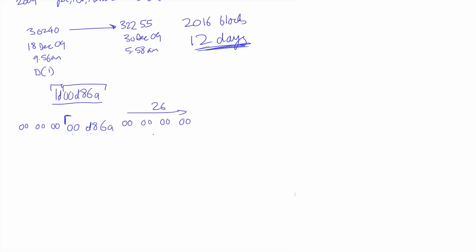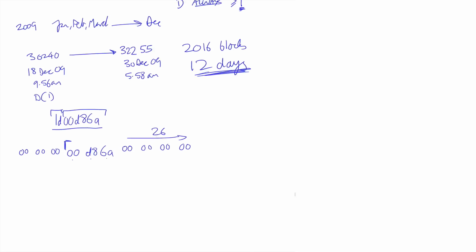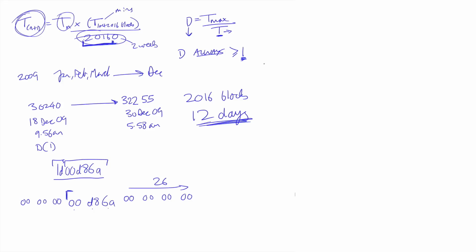So that's really interesting to see. It illustrates that even though the target recalibrates itself every 2 weeks, there is a hard limit, and the difficulty can never go below 1. It's really important to bear in mind. The difficulty is really just a derived value that's based on the current target and a constant, and the constant is the first ever target in the first Genesis block.